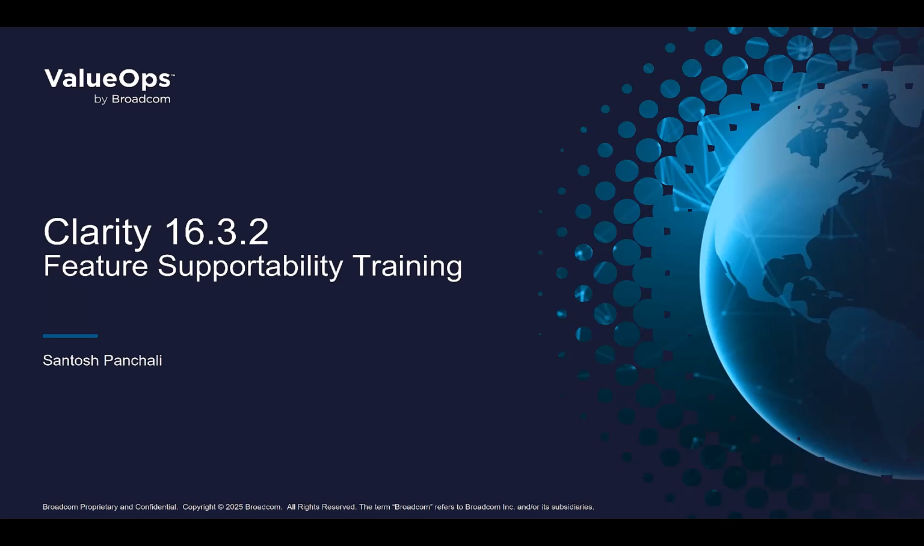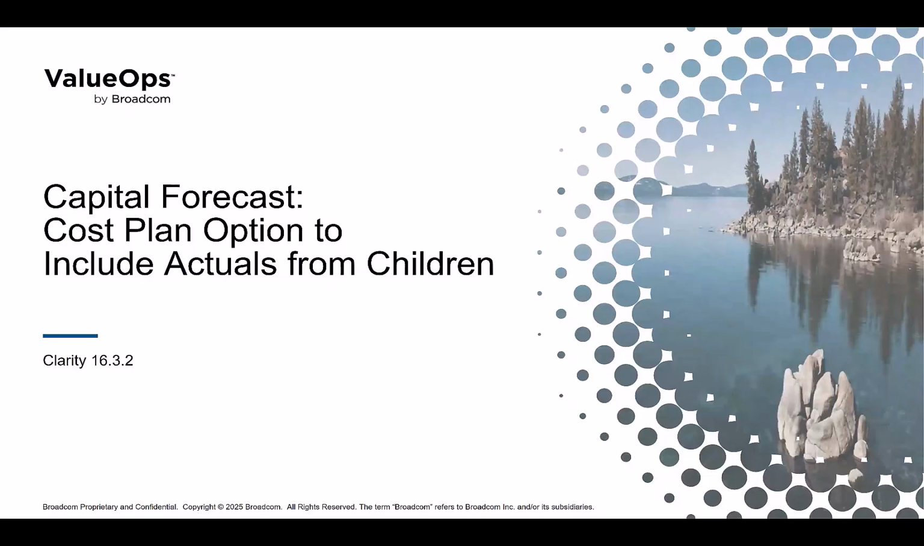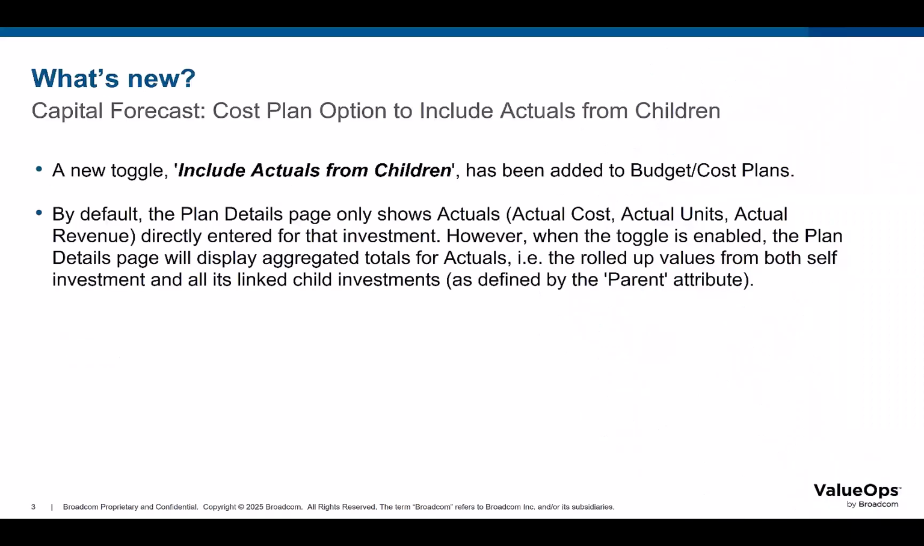I'm Santosh Panchali and I'm a product manager of Clarity. In this session, we'll review a capital forecasting feature that introduces a new option to include actuals from children in budget and cost plans. So, what's new in this release? Budget and cost plans are now provided with a new option to include actuals from children.